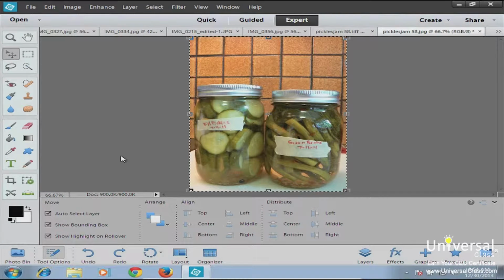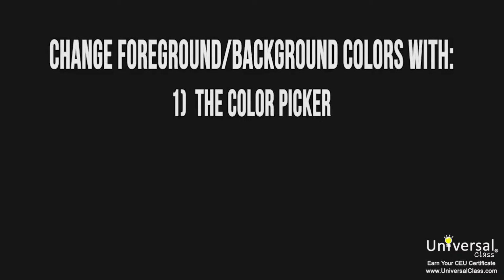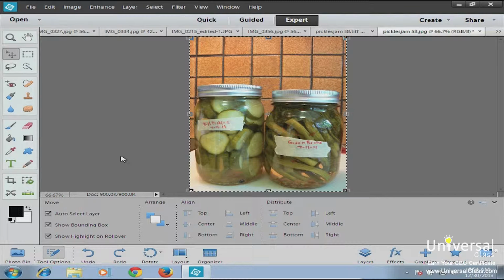So now that you know what the foreground and background colors are, it's going to be important to know how to change them. Well, there are three ways that you can change the foreground and background colors in Photoshop Elements, and they are with the color picker, with the color swatches panel, or with the eyedropper. First off, let's talk about the color picker. And the color picker is probably the most common way to change your foreground and background color. And it's really easy to use.